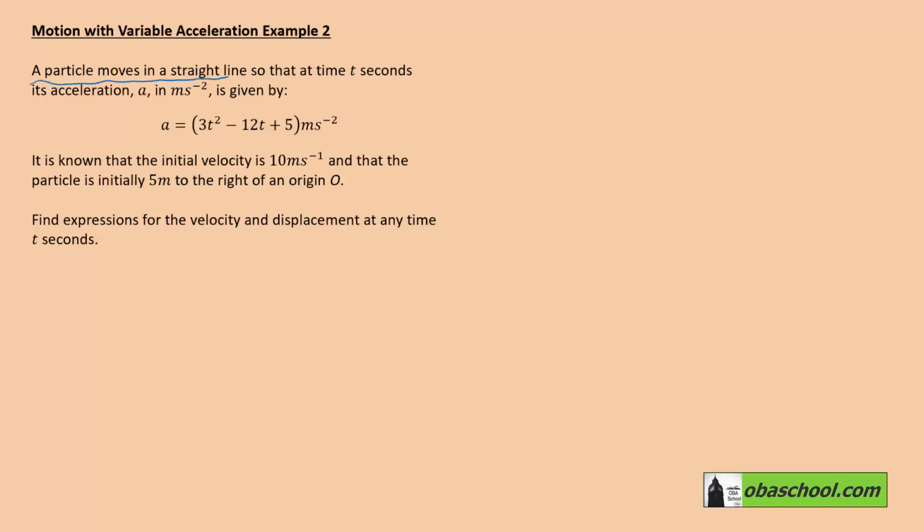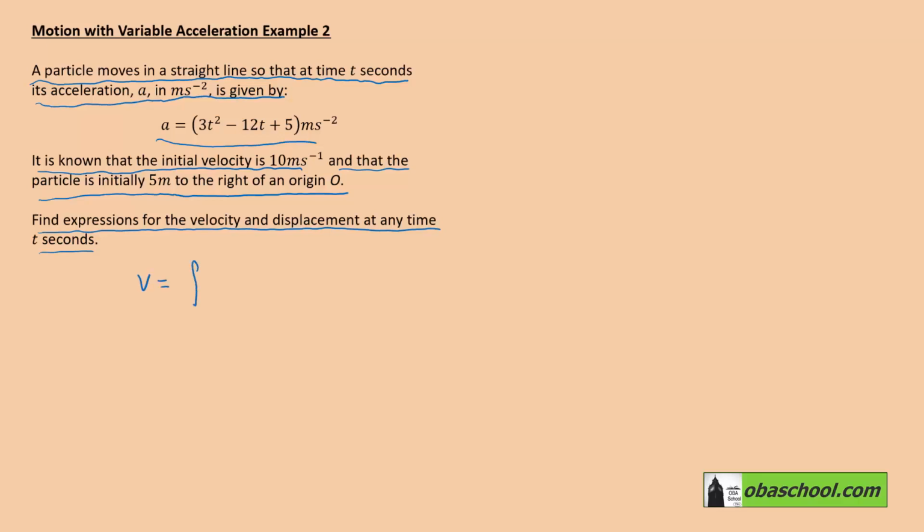A particle moves in a straight line so that at any time t seconds, its acceleration is given by this expression here. It is known that the initial velocity is 10 meters per second and that the particle is initially 5 meters to the right of an origin O. We want to find expressions for the velocity and displacement at any time t.